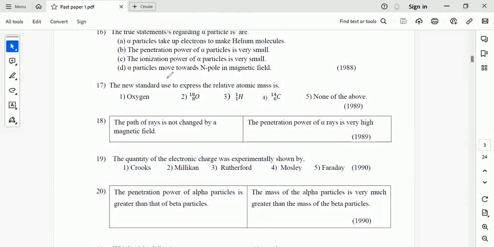Right, 17. Son, there are no standards here, none of the above. We'll discuss at the end of the unit. Here the ray is not given. The path of alpha rays is not changed by a magnetic field. The penetration power of alpha rays is very high. Ionization power is very high in alpha, penetration is very high in gamma.